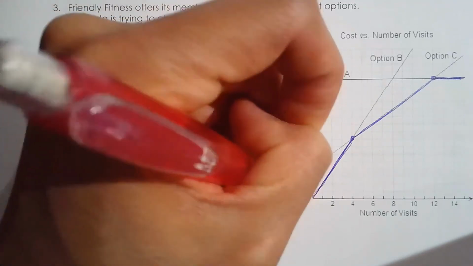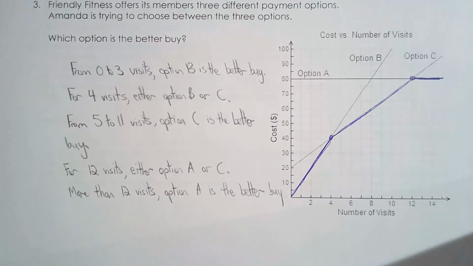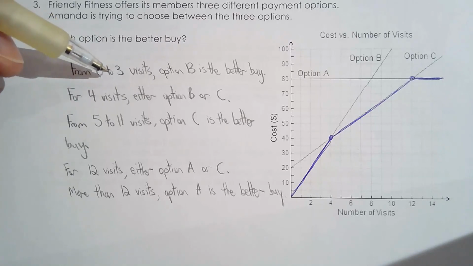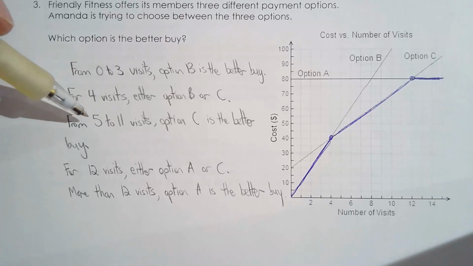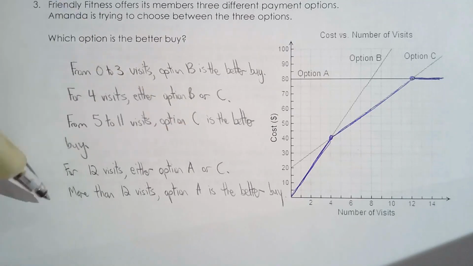Okay. So what Amanda has to, is it Amanda? Yeah, what Amanda has to ask herself is how often does she plan on going to the gym? If she doesn't go very often, let's say 0 to 3, then she should choose option B. Okay? And if she plans on going between 5 to 11 visits, then option C is the best. And then if she goes to the gym every day of the month, then she should go with option A. Okay? But option A would be a horrible idea if she only went once.